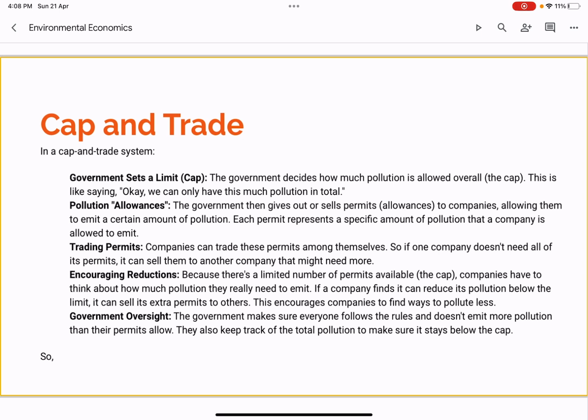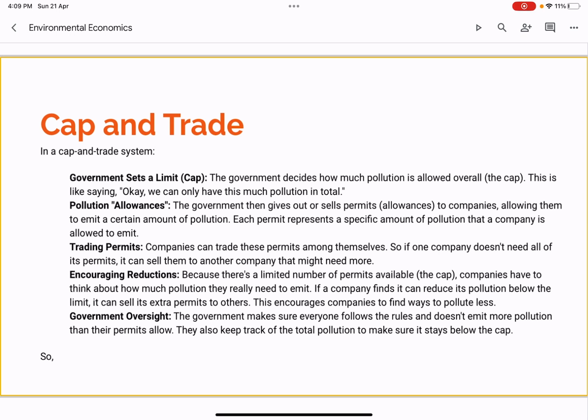Third important part is that the government makes sure everyone follows the rules and doesn't emit more pollution than their permits allow. If the government does not allow a company to emit pollution for free beyond that, the market now plays a role in deciding the price. Next thing is, if the government tightens this cap, if it keeps on lowering the cap, then there would be more stringent rules, and the price of pollution allowances would be much higher, and that would again be a disincentive to pollute more, right? So this is how the cap and trade system works.